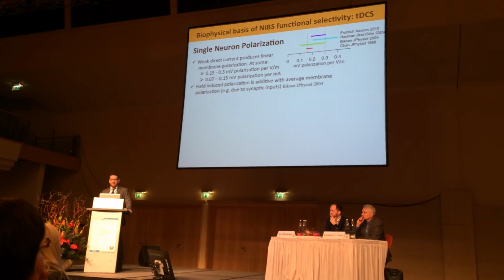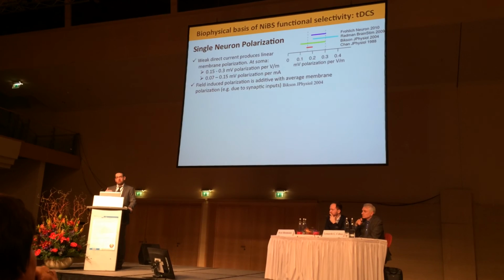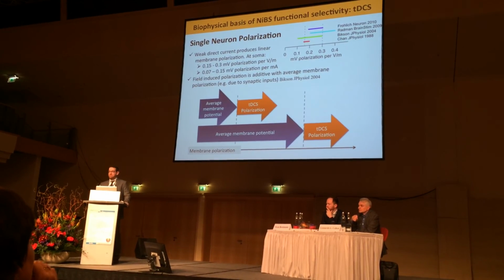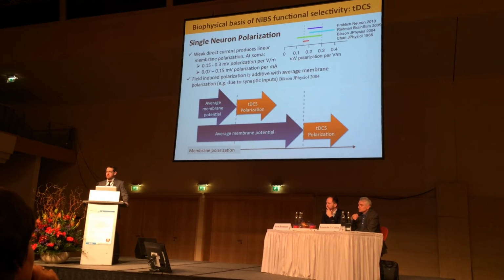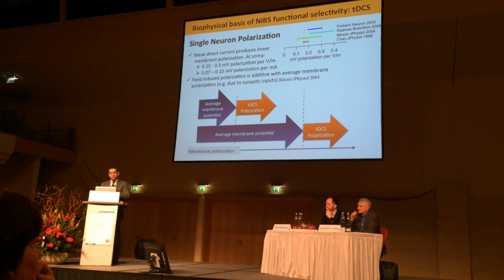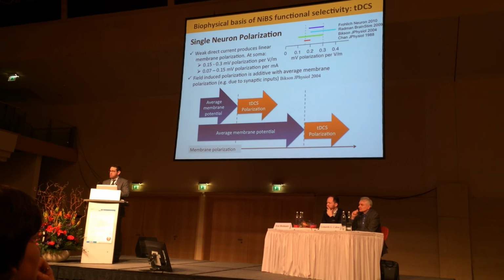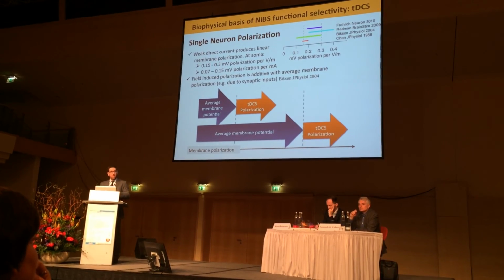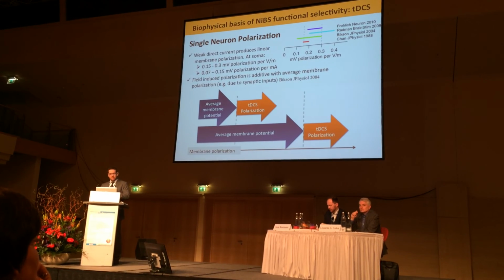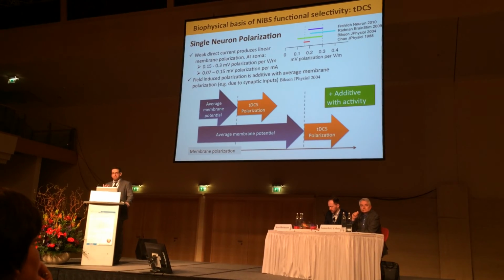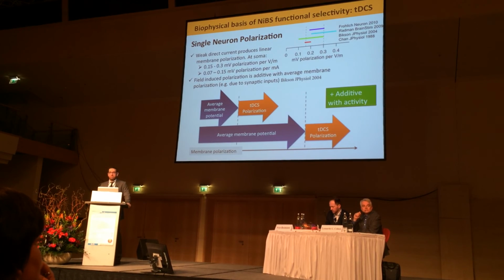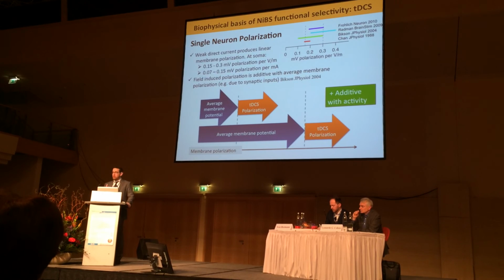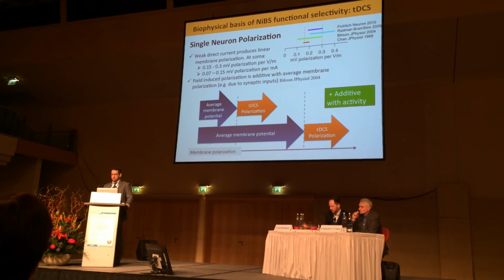Now, what's interesting is that this polarization is additive on top of whatever's going on. And so what's illustrated here is this notion of additivity. If the average membrane potential is at a certain level, we will polarize on top of that. But if that average membrane potential is at a higher level, let's say due to more ongoing synaptic activity, we will increase that polarization. And this additivity, maybe it seems trivial, but it's actually rather important from this notion of functional selectivity. It means that those neurons that are active are going to be pushed to a different level than those neurons that are not active.